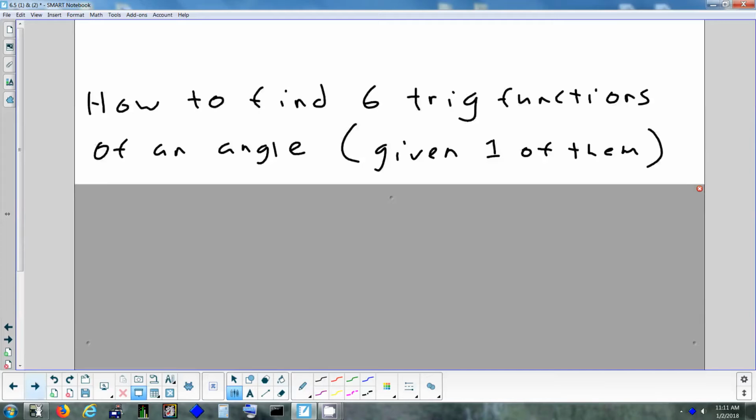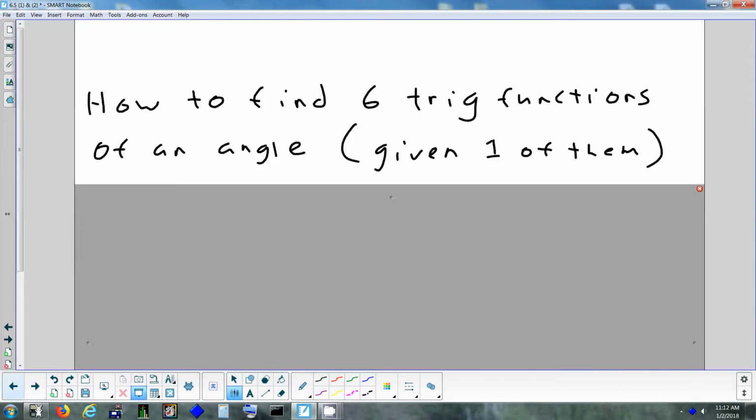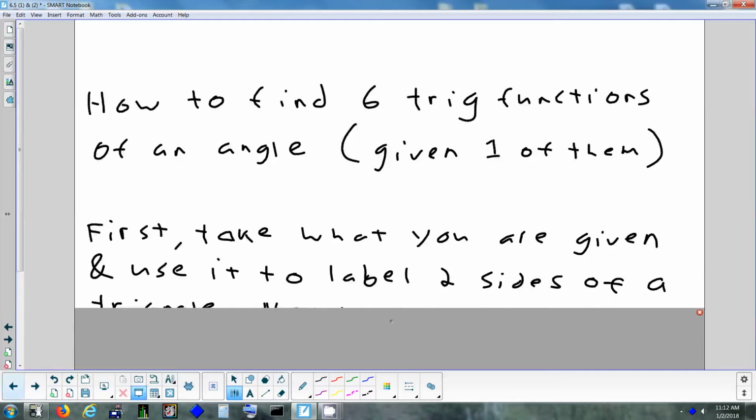So what we're going to have, in a second, is a problem like this. They're going to tell you the sine of theta is 5/6. They're going to give you one of the 6 trig functions. Using that one, I want you to figure out all the other ones. But I have to give you at least one. Okay, so how do you do that?